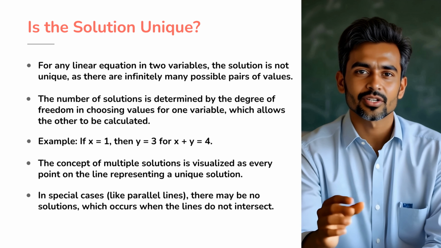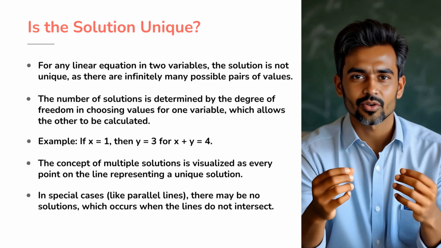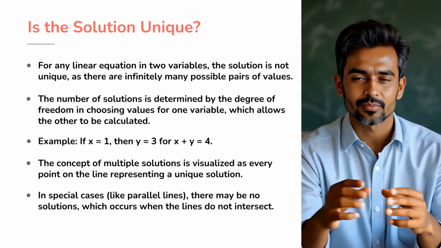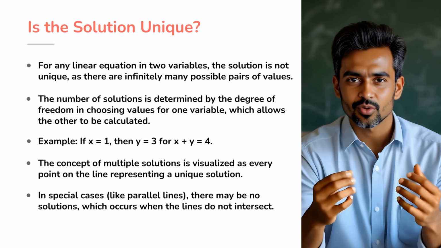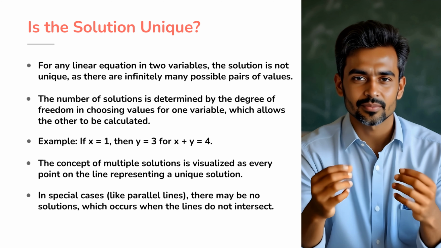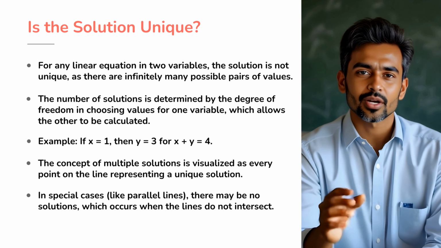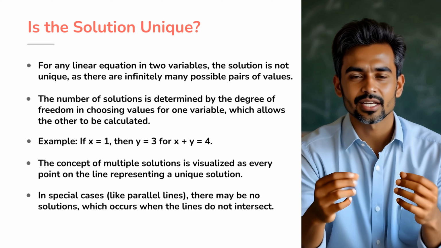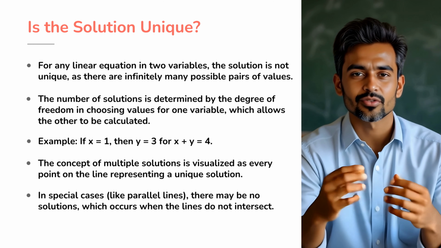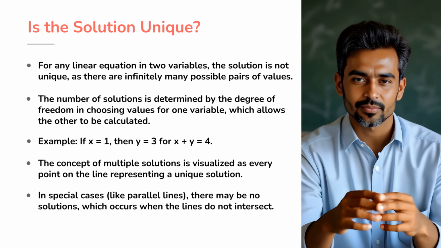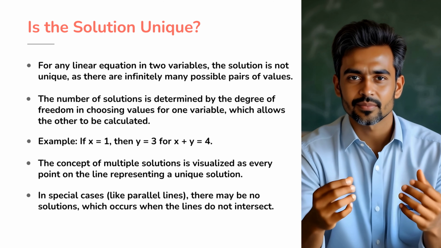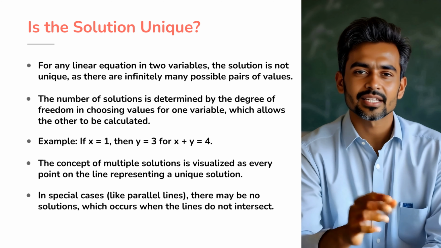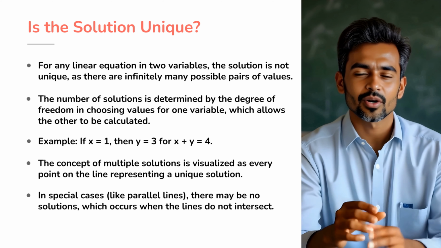Now let's explore a very interesting question. Are the solutions to a linear equation in two variables unique? Well, the answer is no, they aren't. In fact, linear equations in two variables usually have infinite solutions. Think about this. If x equals 1, then solving for y in the equation x plus y equals 4 gives us y equals 3. But you can choose different values for x and get different corresponding values for y. This is why the solutions aren't unique. There are many points on the line, and each one is a valid solution. The key idea here is that the equation gives us a relationship, not a single solution.